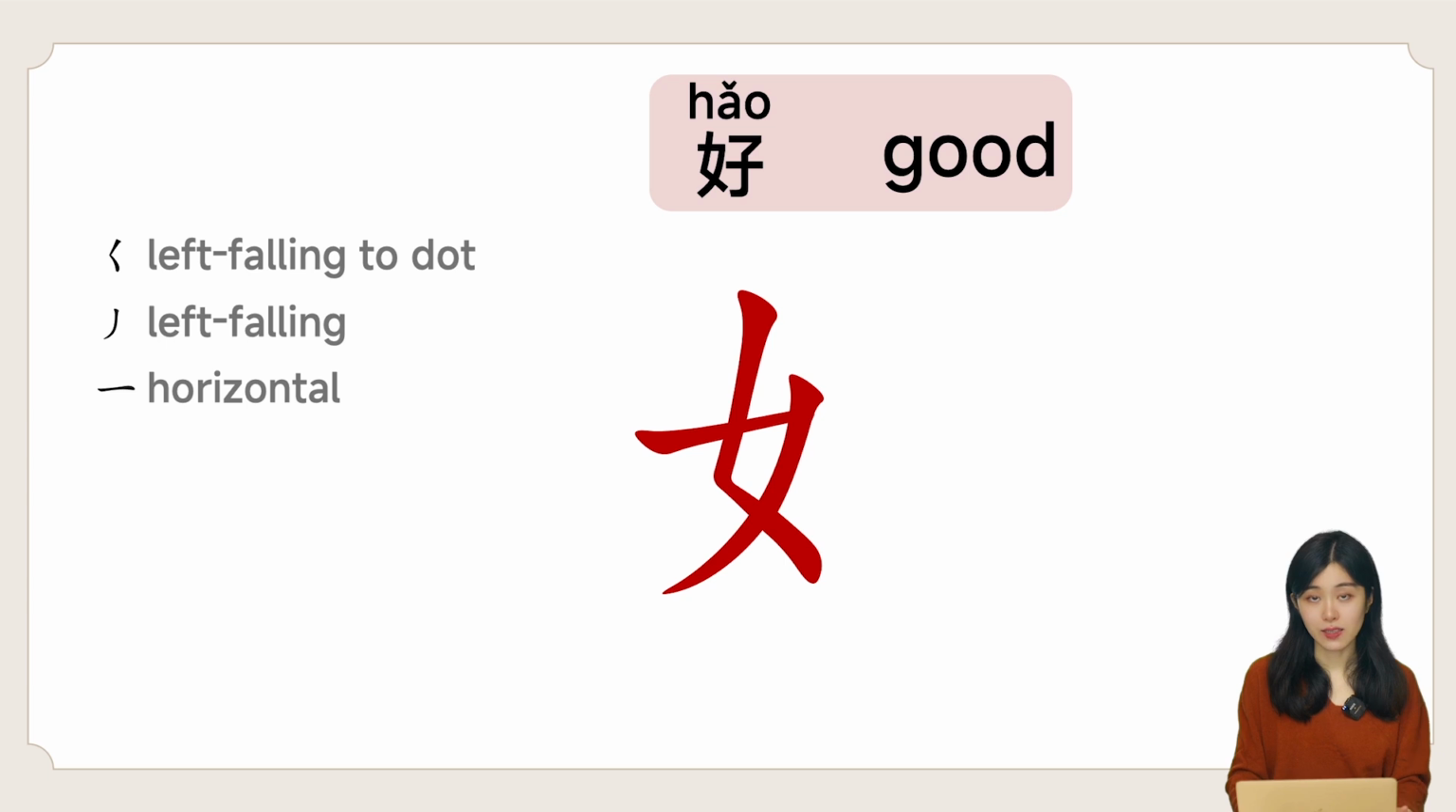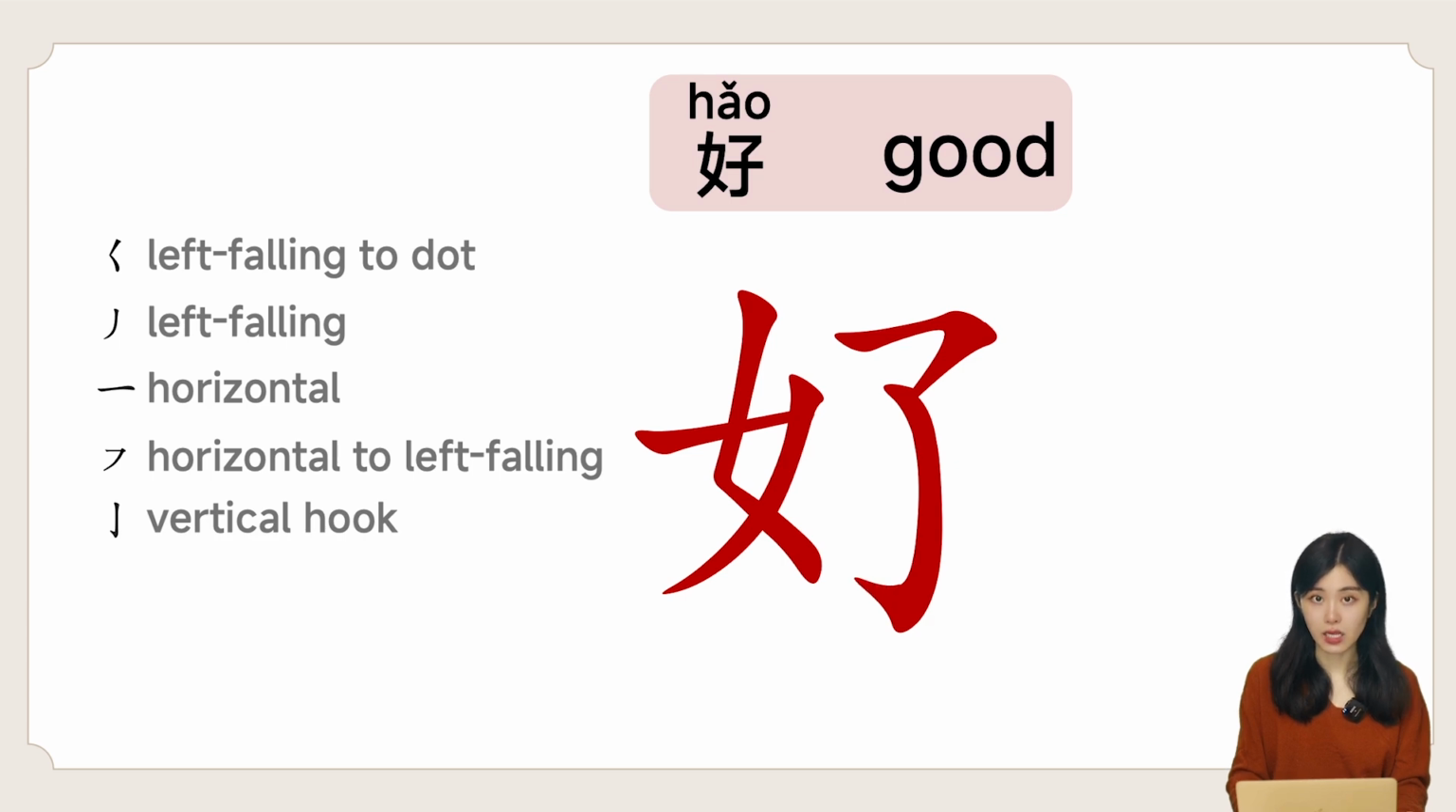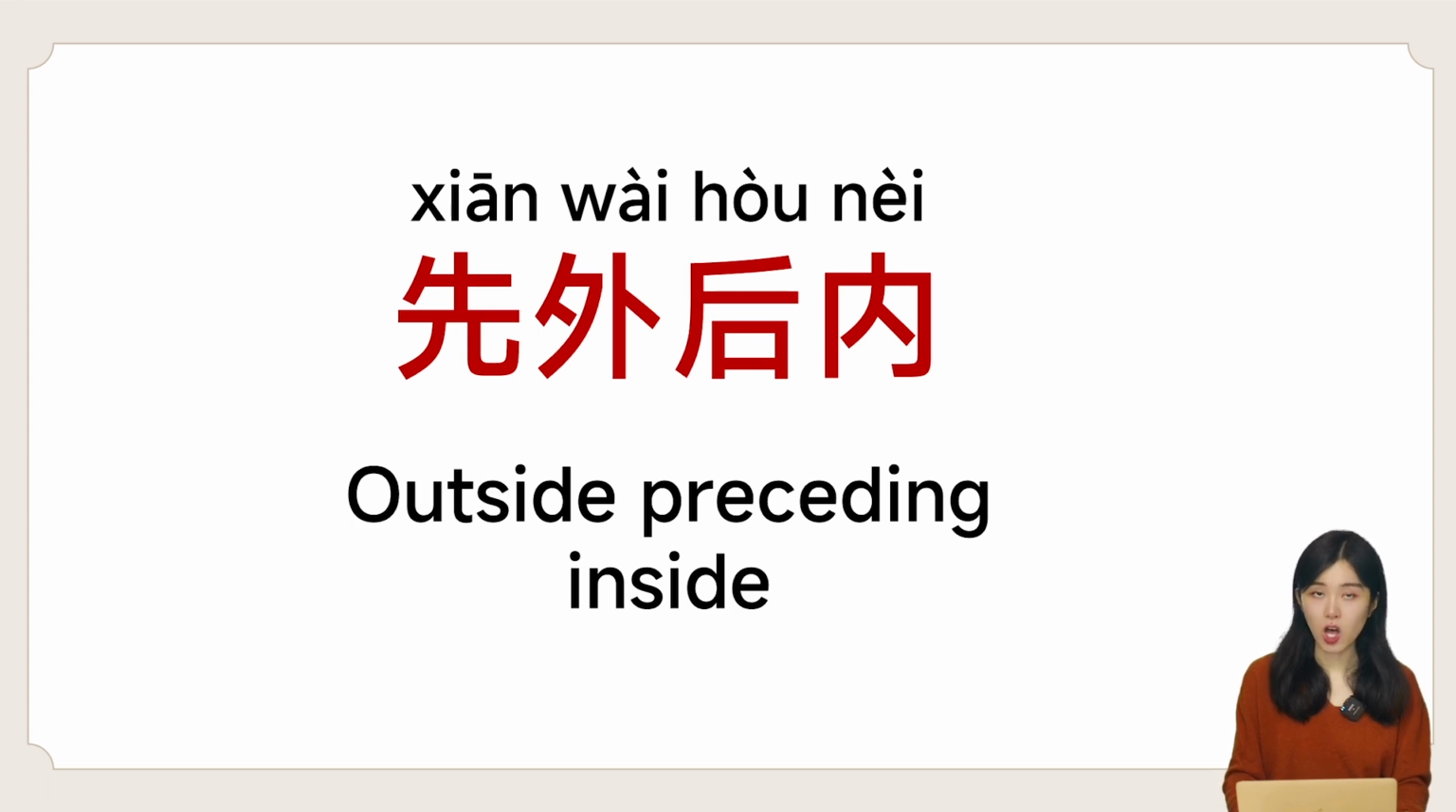Then we will write the right part of this character. Write it from the left to the right, right? Now, write the horizontal to left falling. Next, vertical hook. Okay, finally, the horizontal stroke. We'll learn to write this character again in the later class. Next rule. 先外后内. Outside preceding inside. This means you should write the characters from the outside to the inside. Let's see some example characters.